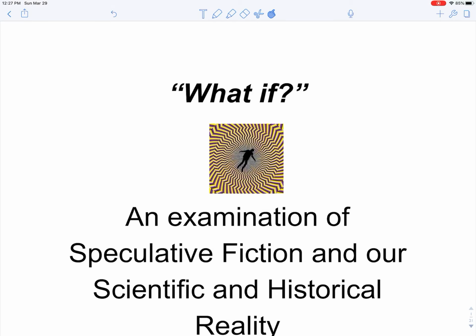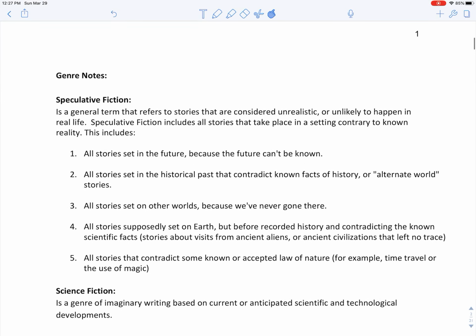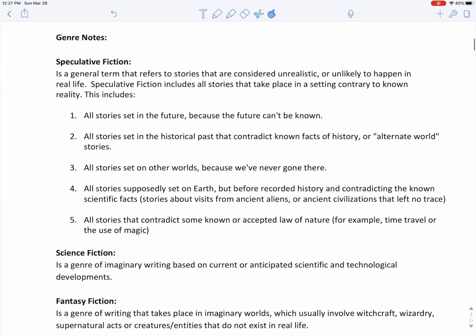So this week's packet looks an awful lot like the What If packets for the past 2 weeks. And if you've not stopped to look at the genre notes, that's the first thing we're going to do here today. So our genre notes talk about speculative fiction.